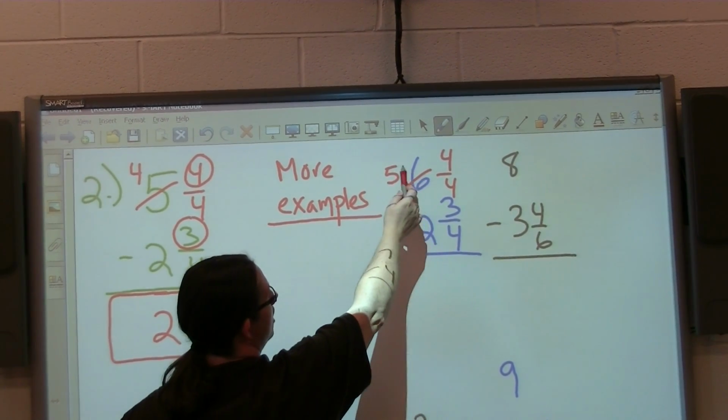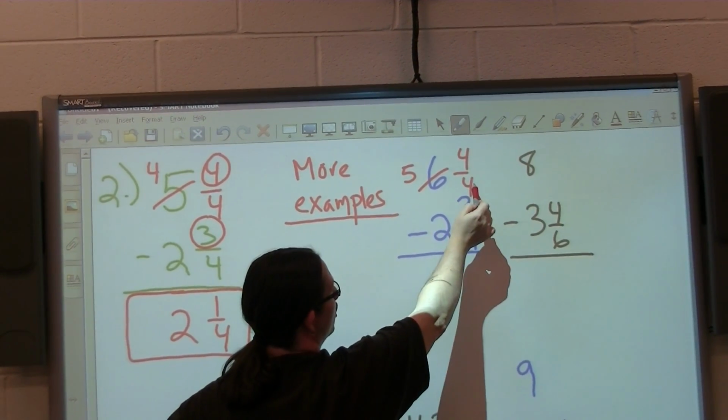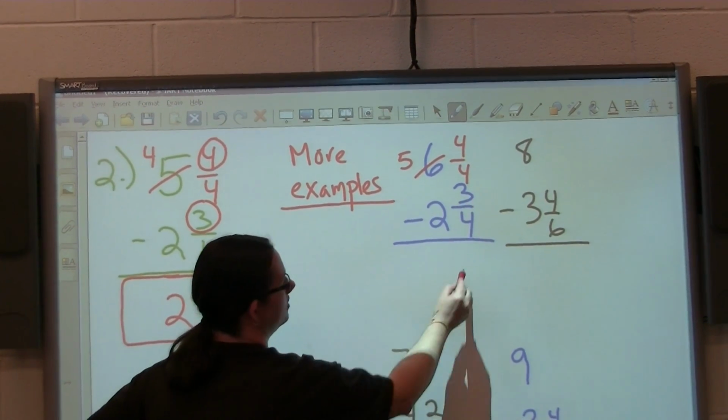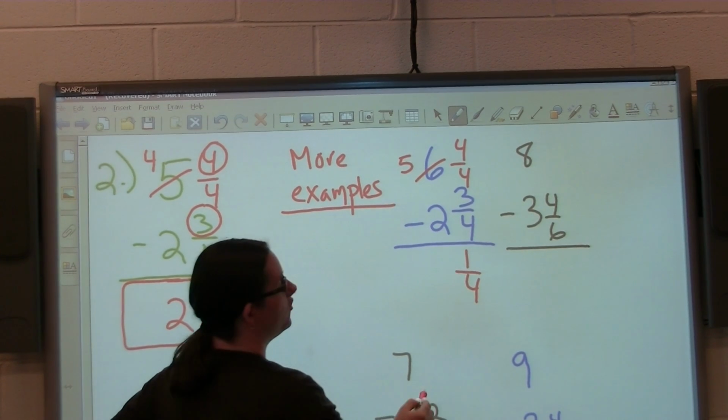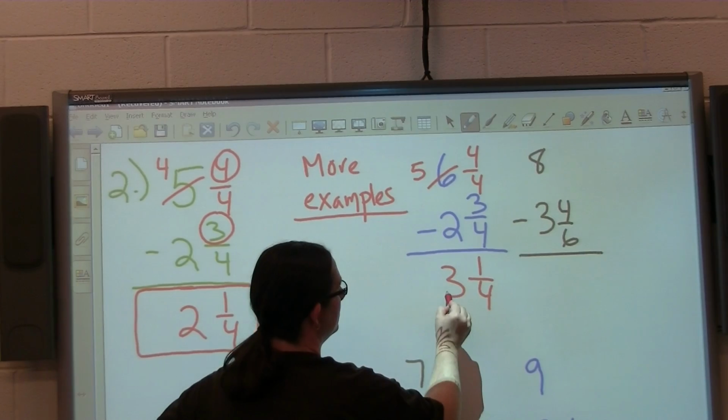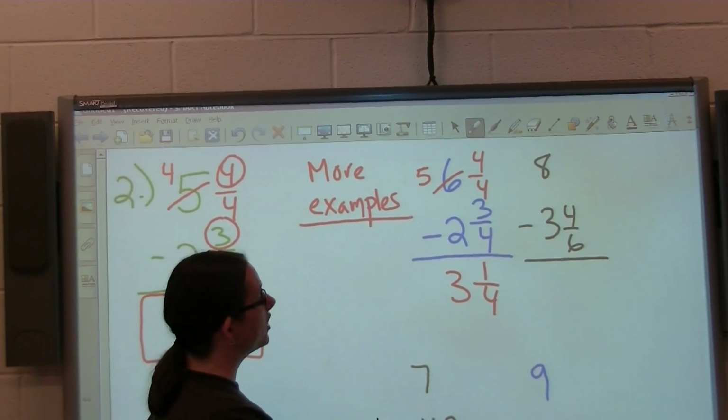So 6 is going to become a 5, and this will become 4/4. Now I can do my subtracting. What is 4 take away 3? 1. Good. So this becomes 1/4. And now I can subtract the whole numbers. 5 take away 2 is what? 3. Okay, so this is just practicing that quick first step.